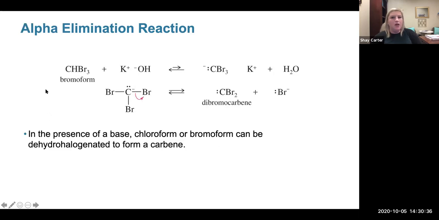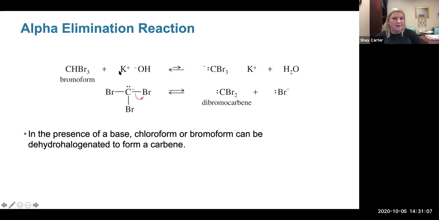Okay. And then there is an alpha elimination reaction. In an alpha elimination reaction, we can use chloroform or bromoform to be dehydrohalogenated to form a carbene. Then, of course, with that carbene, we can react it with an alkene to give our cyclopropane.